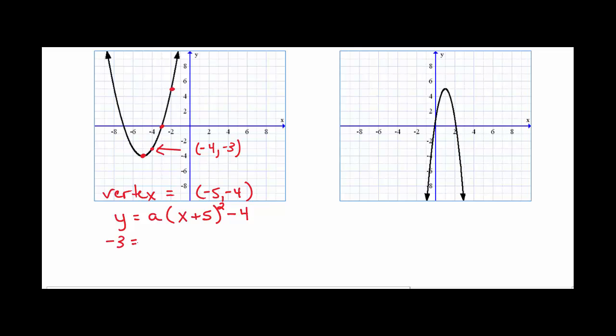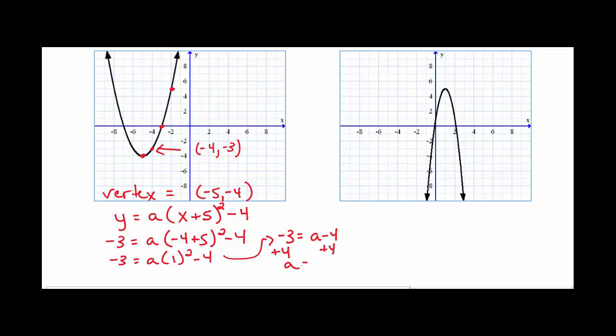So I get -3 equals a times (-4 plus 5) squared minus 4. So -3 equals a times 1 squared minus 4. And that'll take me to -3 equals a minus 4. And if I add 4 to both sides, we end up with a equals 1, which is what we said before.